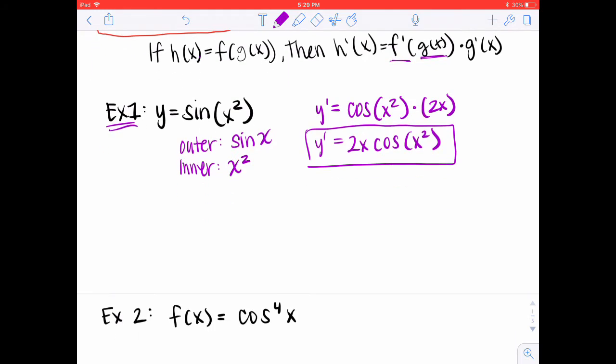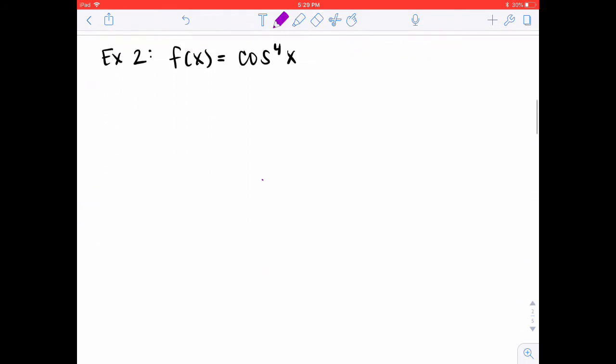Okay, let's move on to another example. Now we have cosine to the fourth x, and remember from yesterday we can rewrite this as cosine of x to the fourth. So now our inner function is cosine x, and the outer is x to the fourth.